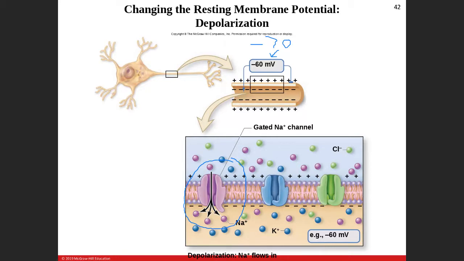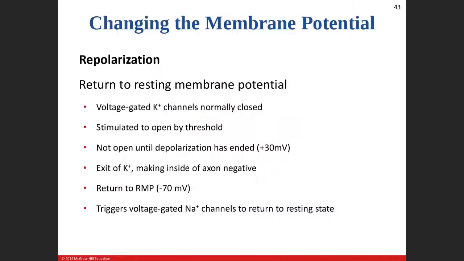Okay? All right. So now we have a cell whose membrane potential is -60. I want to get it back to that -70. The term that we use is called repolarization. This is where we're going to return our membrane potential back to the resting membrane potential of -70. So what happens here?